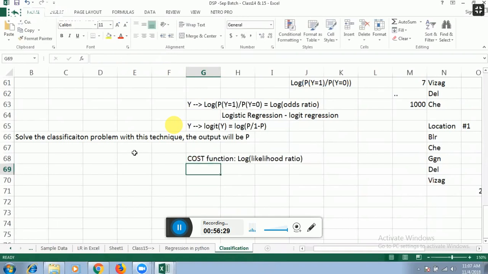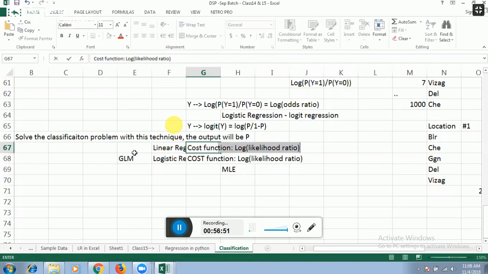Okay, so this is for logistic regression. Not only logistic regression, any kind of generalized linear models, we use this one. This is what we call MLE, right? Linear regression also, what do we solve? My cost function is basically the sum of squares of error, right? And of course, even linear regression is a special case of generalized linear models also.